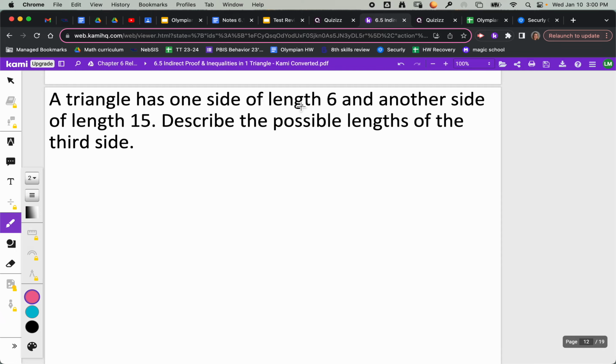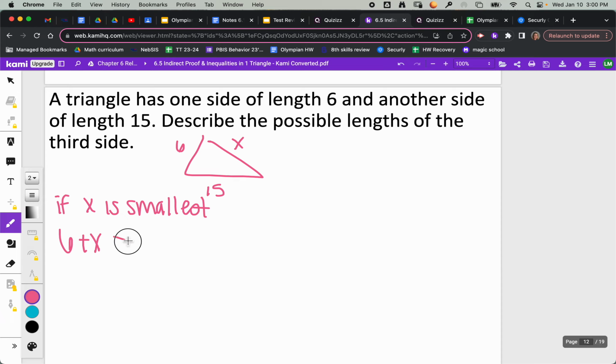It says a triangle has one side length of 6 and another side length of 15. Describe the possible lengths of the third side. So we have a 6, a 15, and we don't know this other side. So you can think about it as X. If X is the smallest side, then we say 6 plus X has to be greater than 15. We can solve and say X is greater than 9. So that's one possibility.